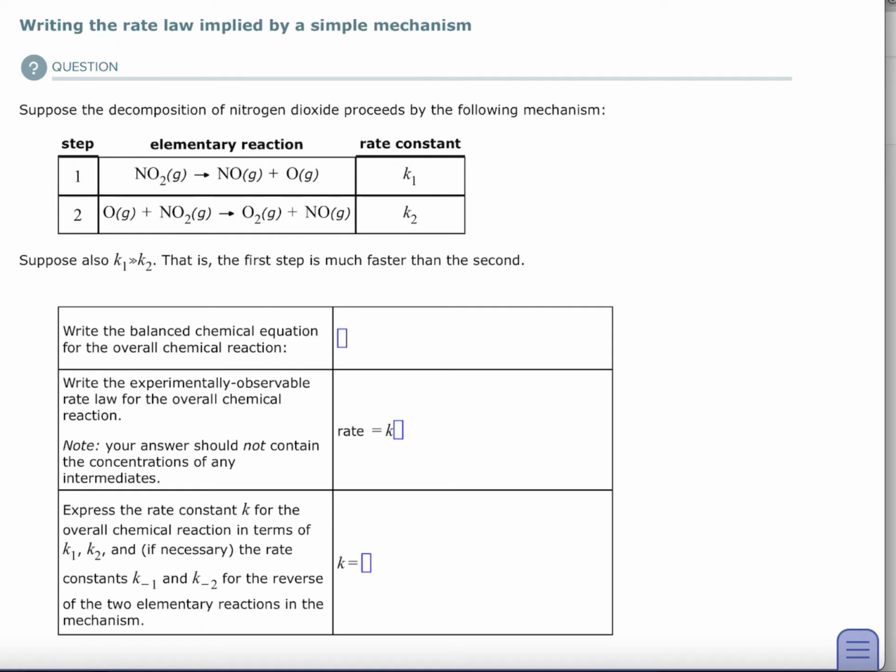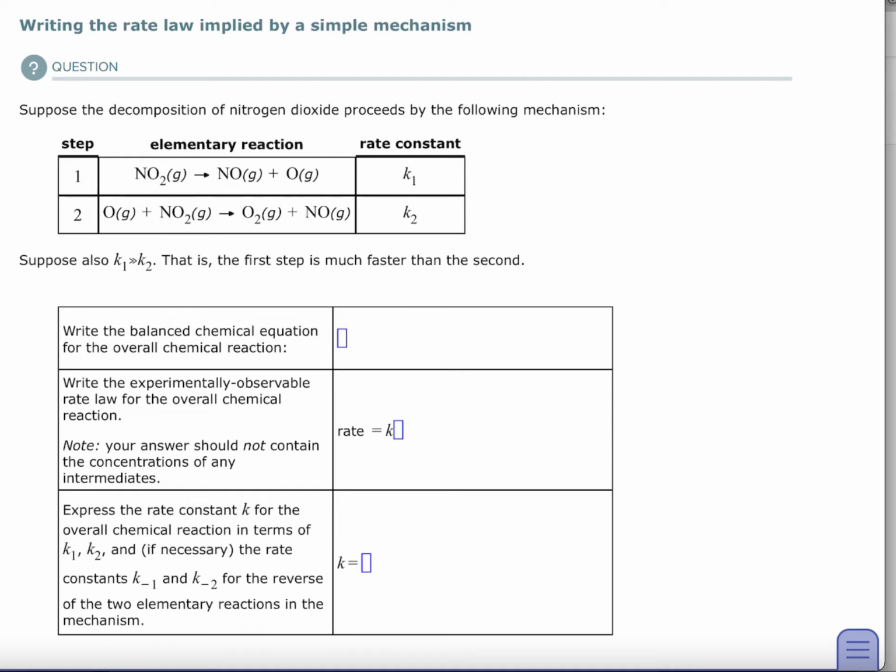Okay, so a mechanism is basically just an idea that a chemist would have of what's going on, what the steps involved are when two things are reacting together to make a product. So in the case of, say, nitrogen dioxide breaking apart into oxygen and nitrogen monoxide, are there more than one step involved in that? Okay, so a chemist has, in this case, proposed that this reaction may actually happen in two steps.